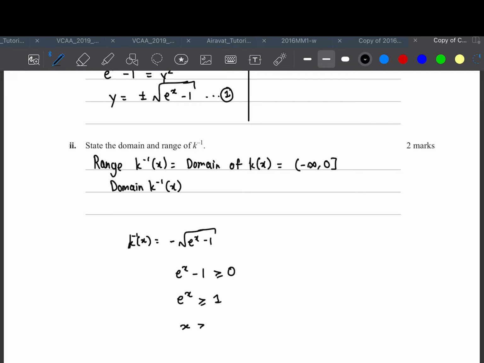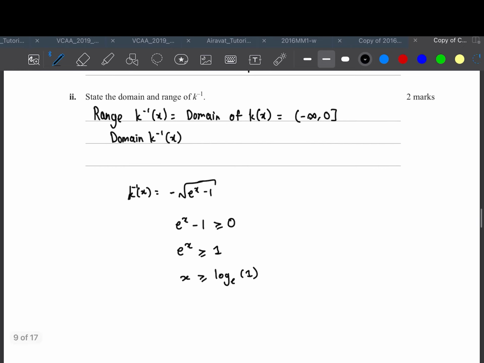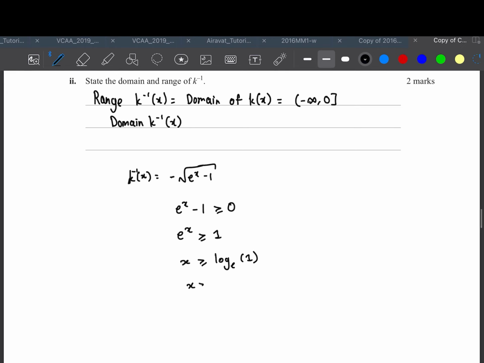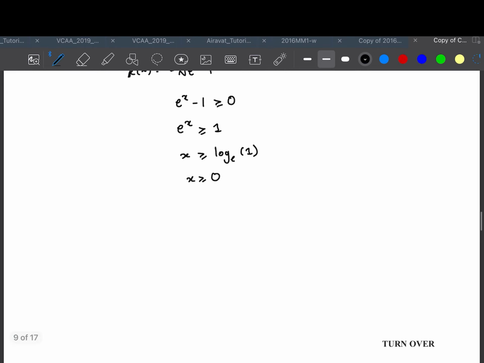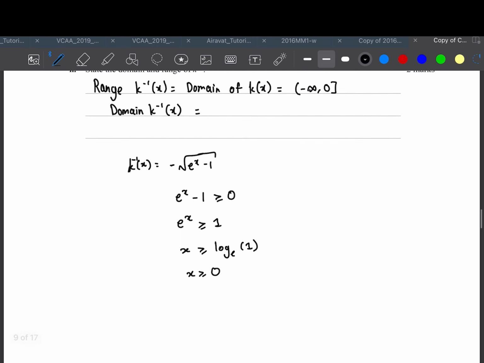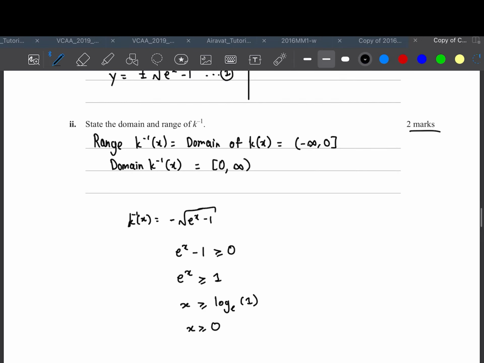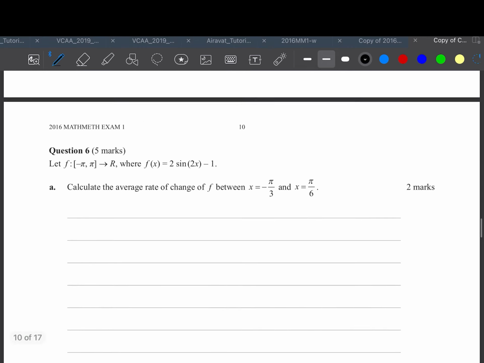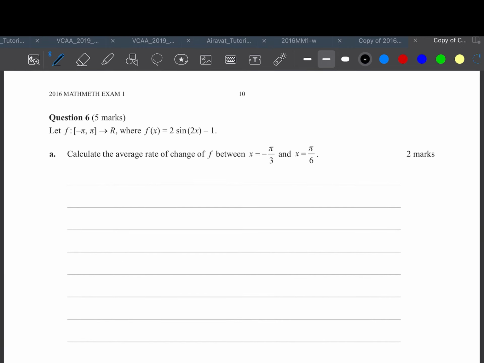So x is greater than or equal to log base e of 1, and log base e of 1 is just going to be 0. So our domain is just going to be 0 to infinity, and there you go. So 2 marks, 1 over here and 1 over here. Alright, let's move on. Question number 6.